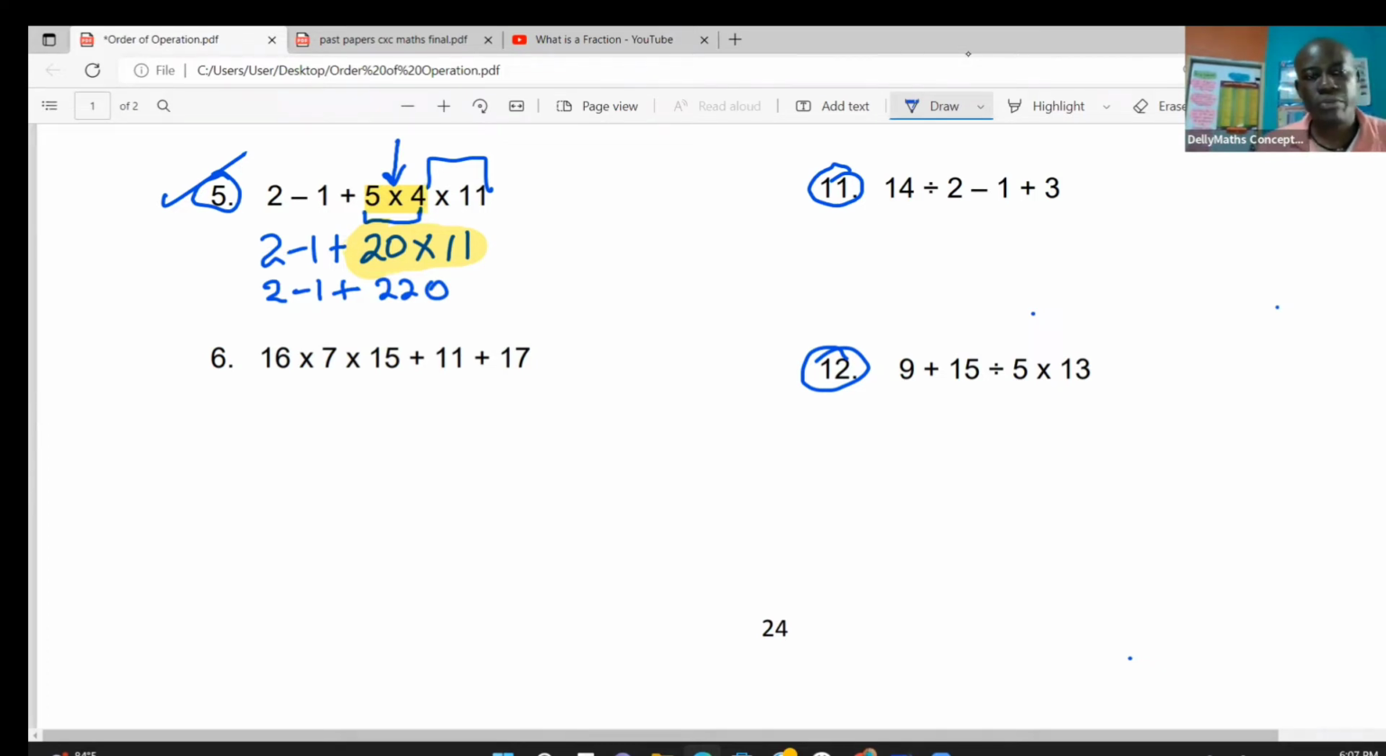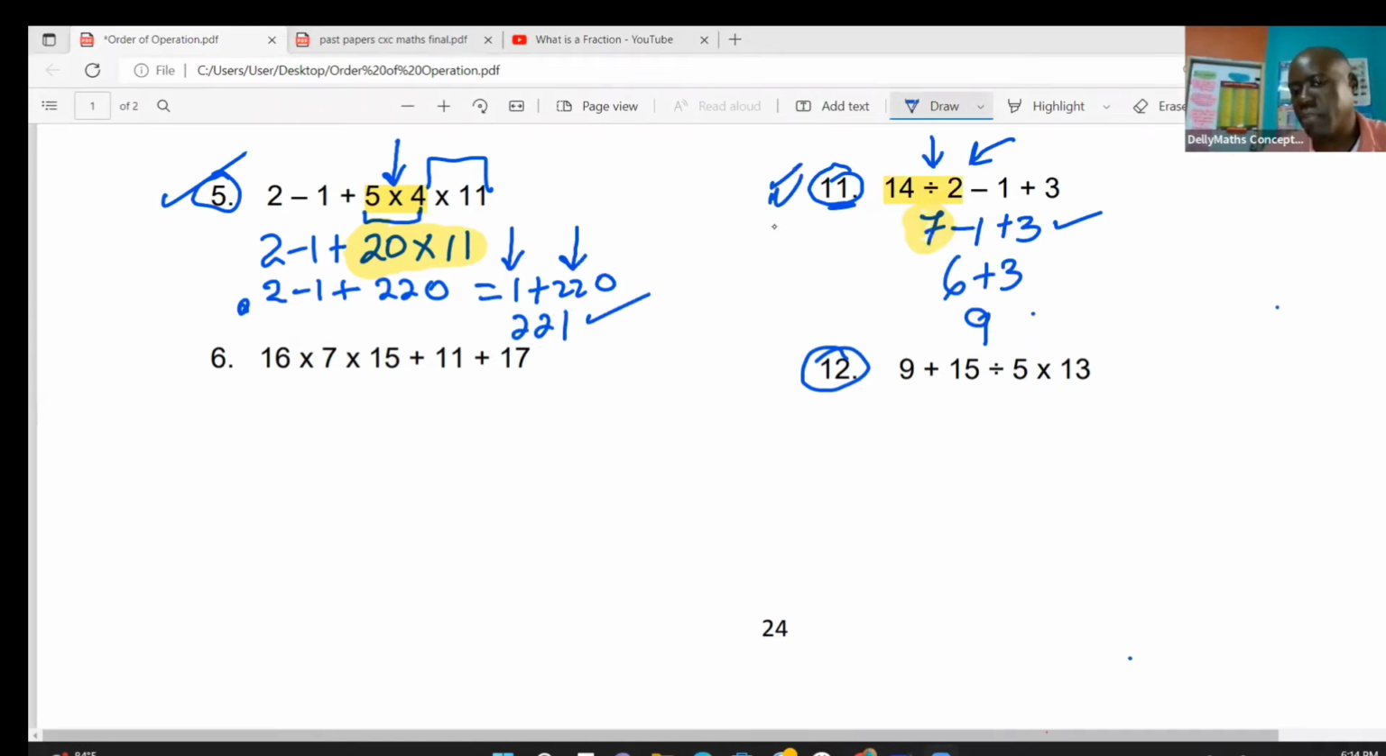Now, if you look, we have a minus and a plus. They are both on the same level, but the minus came first. So think about it, 2 minus 1, and then you're going to add. So I'm going to put it beside it. 2 minus 1 is 1, and you're going to add your 220. So everybody would agree that this is 221. It says 9 plus 15 divide by 5, and then you multiply that by 13.